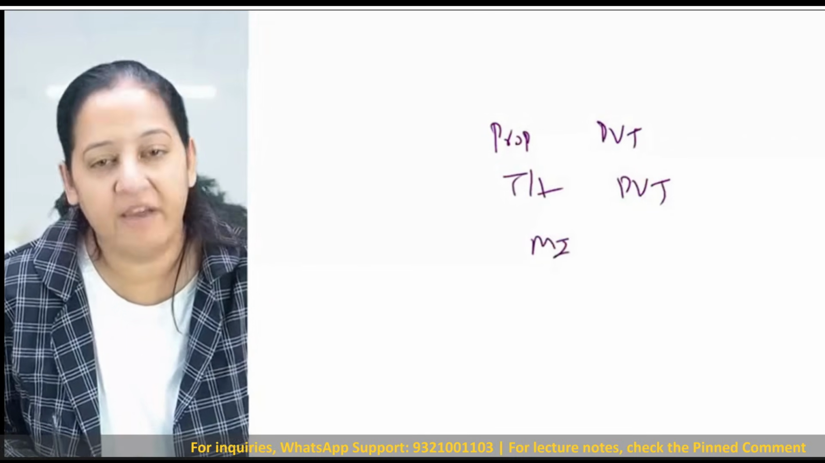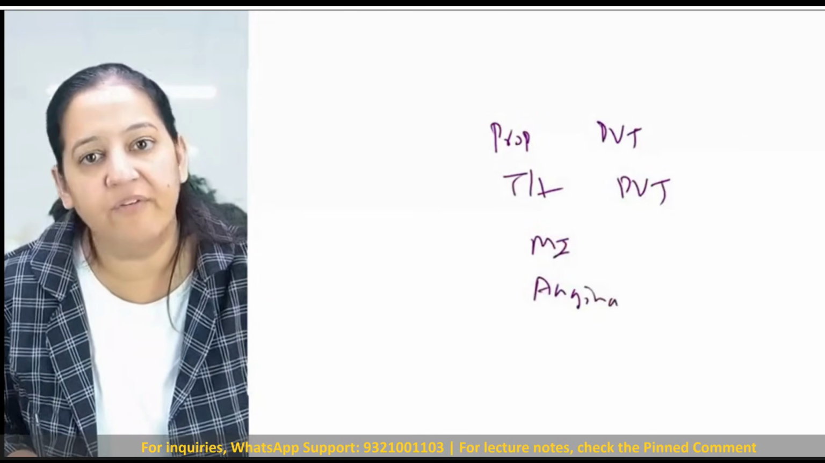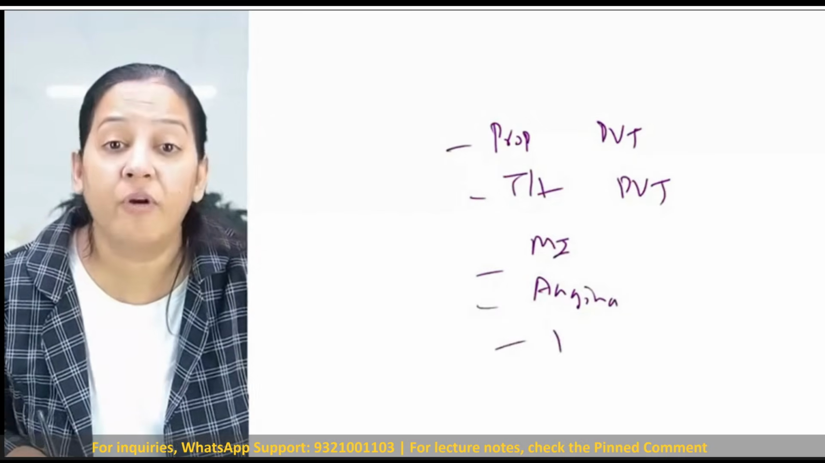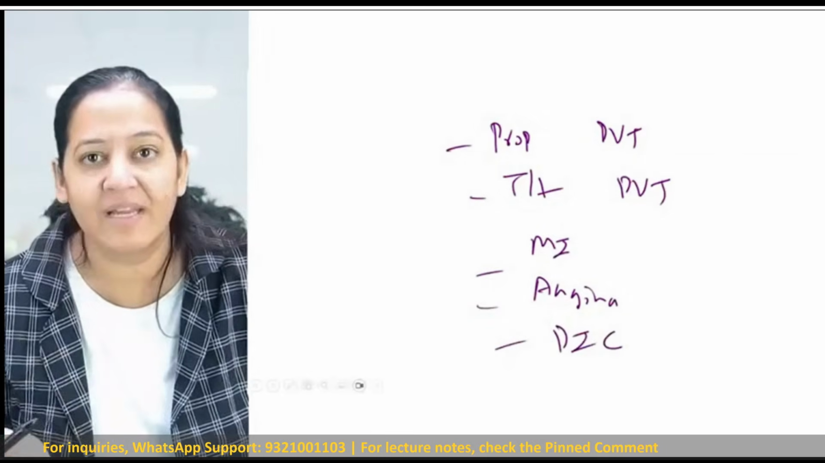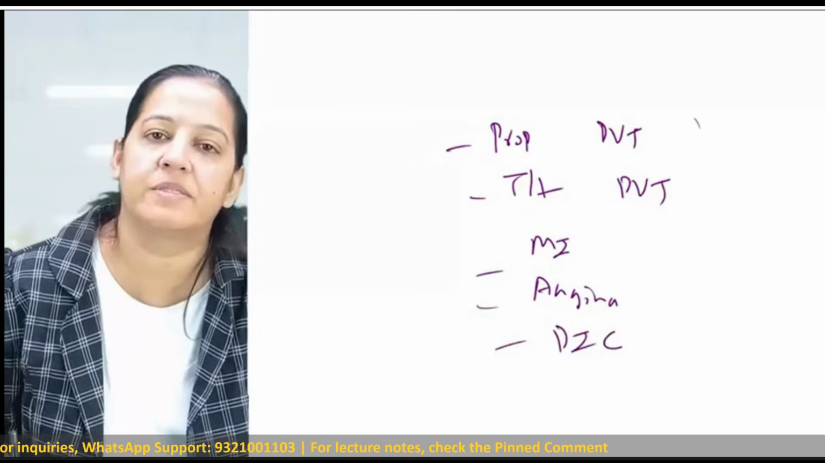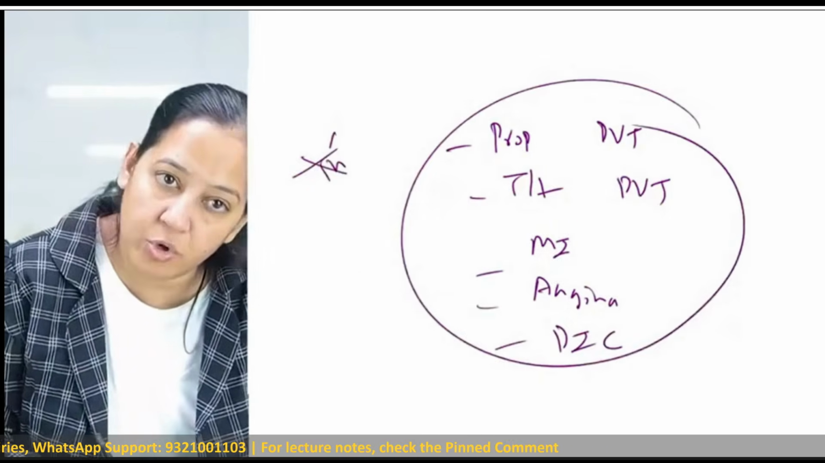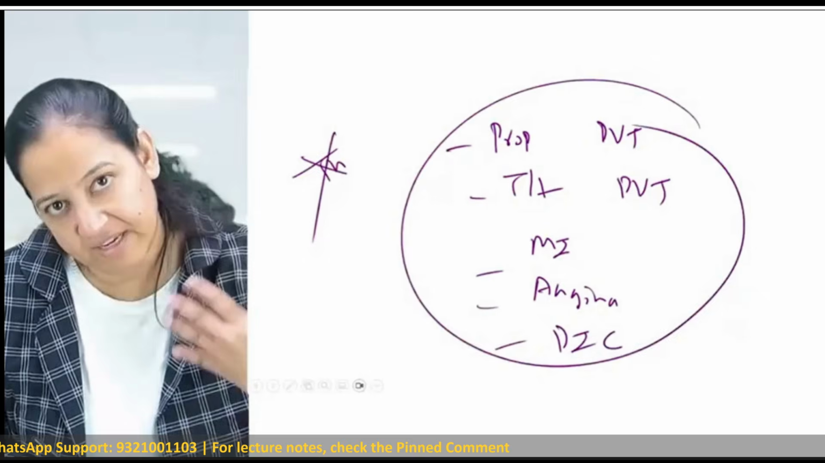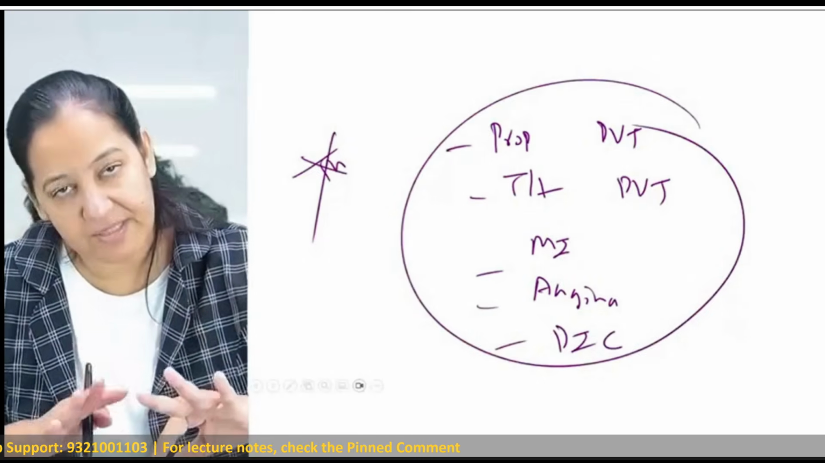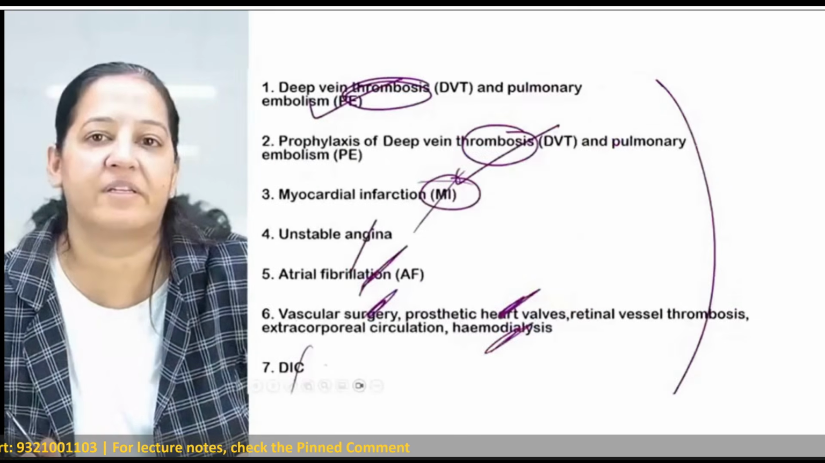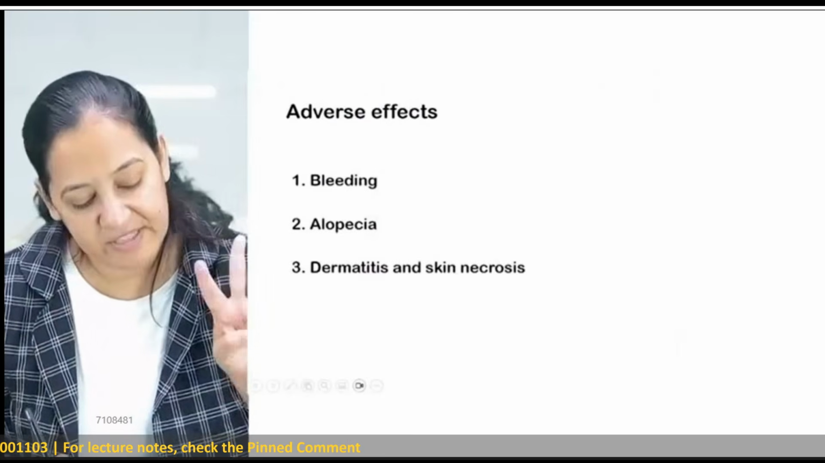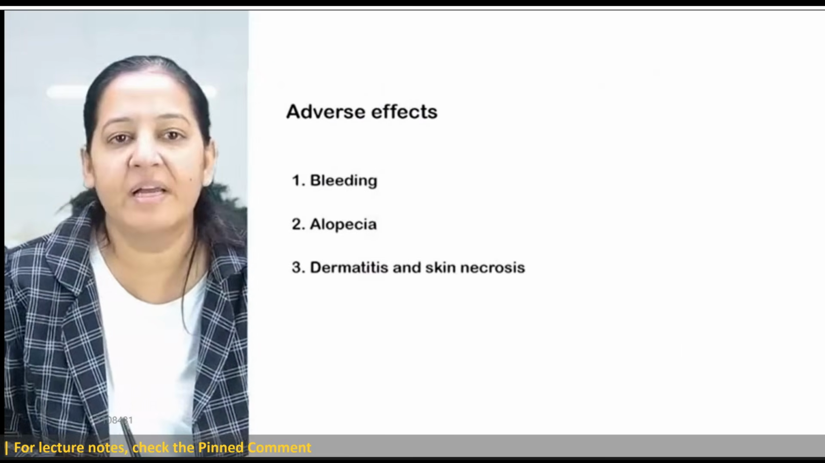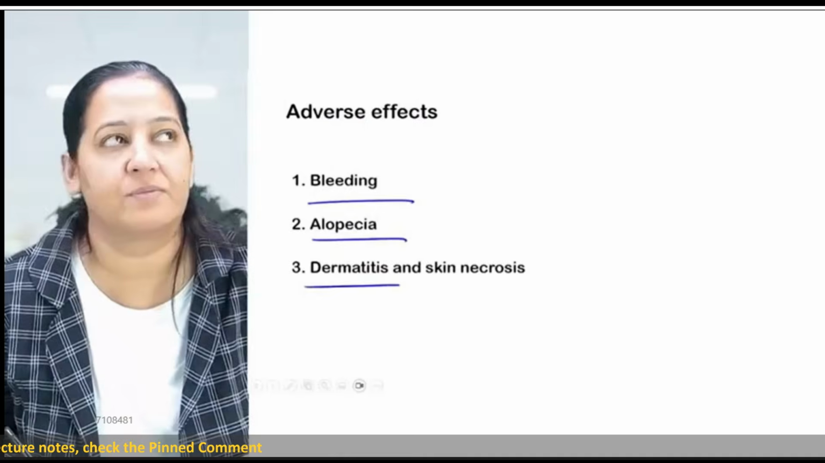For MI, for angina, for DIC, in hemodialysis or prosthetic valve surgery to prevent the thrombus. So basically, I do not want thrombus. If it is already there, I will give it for treatment, and if it is once there, for the prophylaxis also, I will give it. So these are the uses. Adverse effects are only 3. Let's come to the adverse effects. Bleeding, alopecia, and dermatitis. One by one, we will see it.